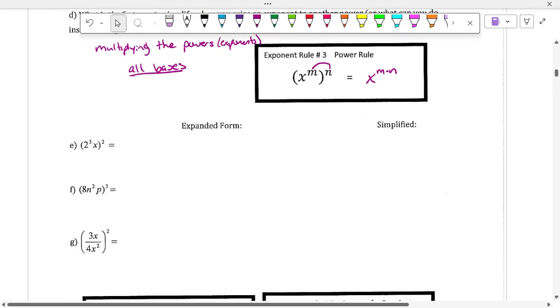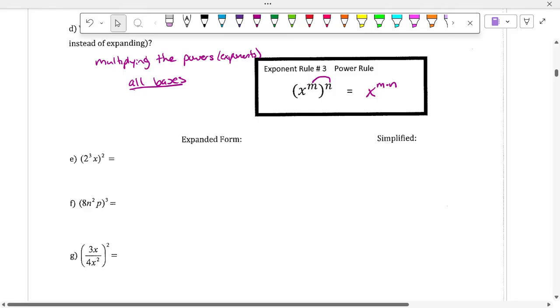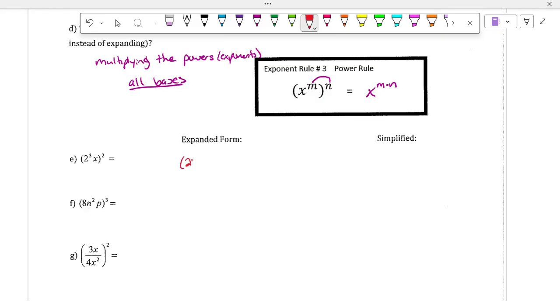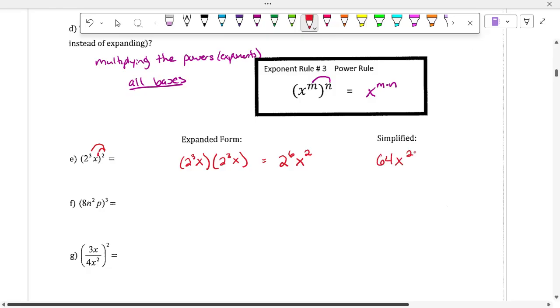So let's look at some other examples. If I rewrote this in standard form, this is the same thing as 2 cubed x times 2 cubed x, which if we multiply them together would give me 2 to the 6 x squared. If we just distributed the 2 to the exponents of 1 and 3 and multiplied them together, it would still give us 2 to the 6 x squared. So if I evaluate 2 to the 6, it'll be 30, no, not 32. It'll be 64x squared.